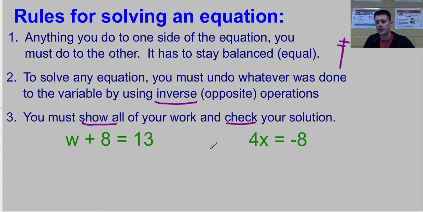The check's going to be really easy for these first lesson or two, but as we start to get into the more complicated equations, that check is going to become more and more important. So yes, both of those things are requirements for any one of these problems.